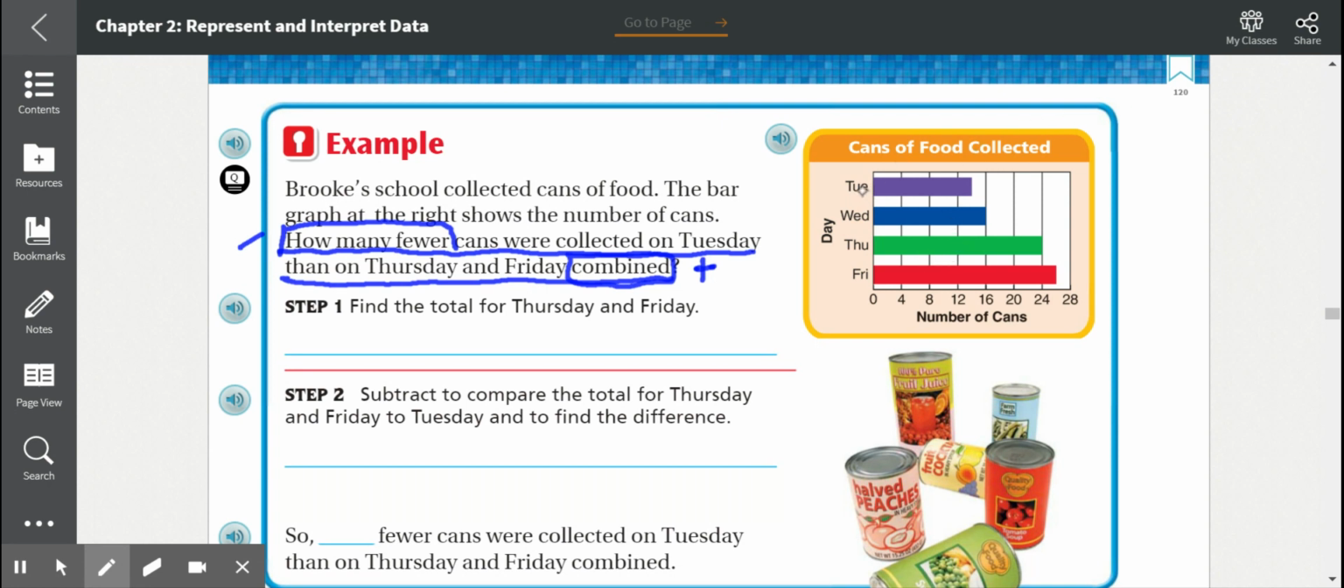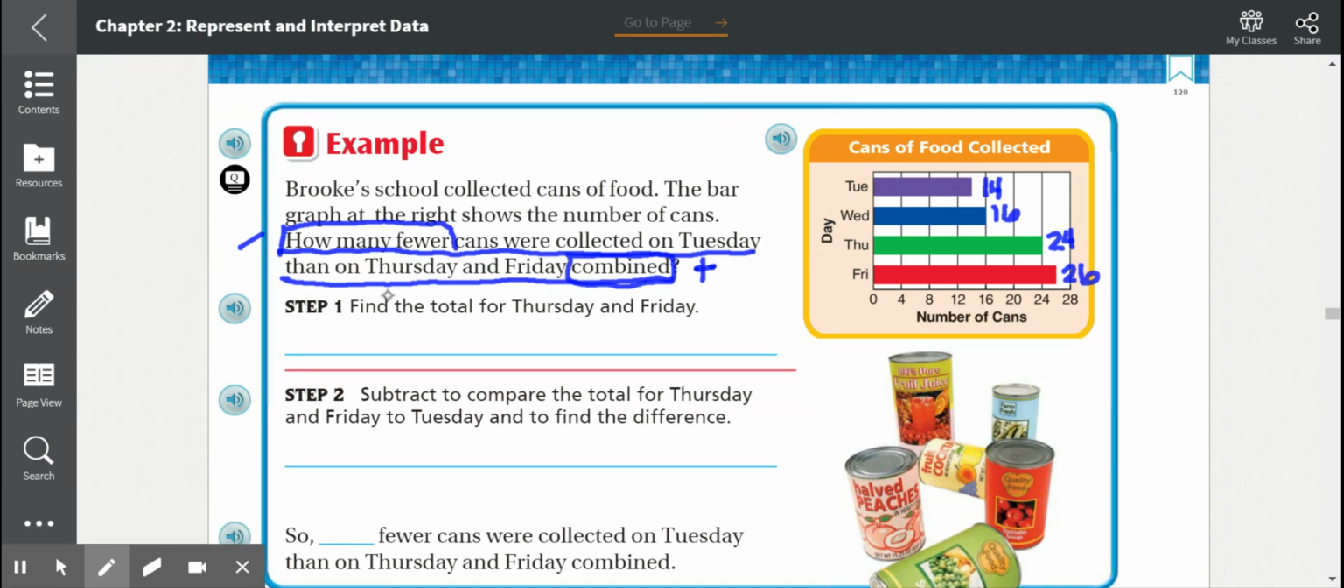So how many cans were collected on Tuesday? Well, it stops between 12 and 16, so it would be 14. How many cans were collected on Wednesday? It goes all the way to 16. Thursday, 24. And Friday, between 24 and 28, so it would be 26.